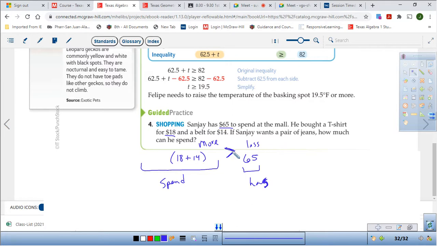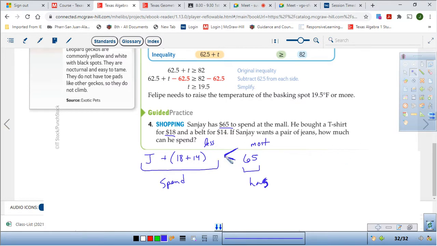Okay, so let's look at this one. Can he spend more than 65? So I'm going to say no. This setup would be wrong. So this is the most he has, and this one would be less. Do you agree? So he can spend less, right? He also has this. Do you agree? He also wants a pair of jeans.